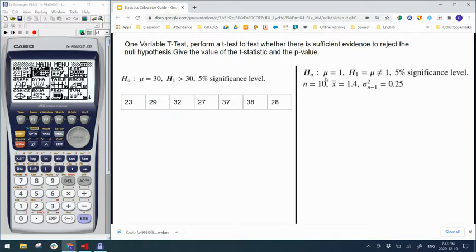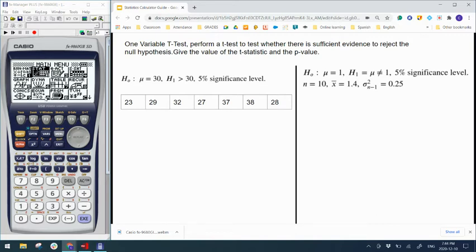So our null in this case is that our mean is 1. The alternative is that our mean is not 1. We have a 5% significance level. We had 10 data points. The mean is 1.4, and the standard variance is 0.25. So this is going to become key, the fact that this is a variance and not a standard deviation.